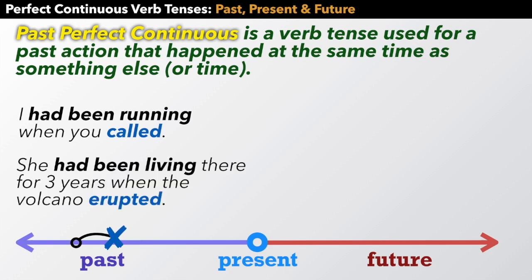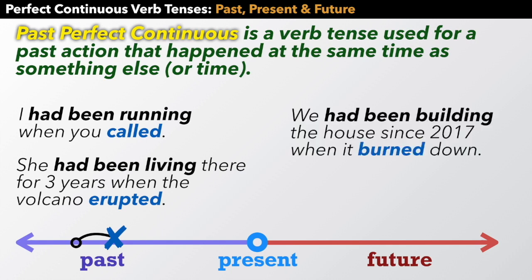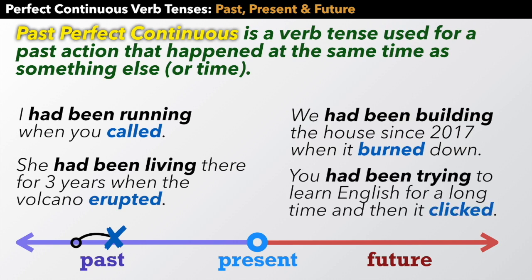She had been living there for 3 years when the volcano erupted. We had been building the house since 2017 when it burned down. You had been trying to learn English for a long time, and then it clicked. This had been happening.